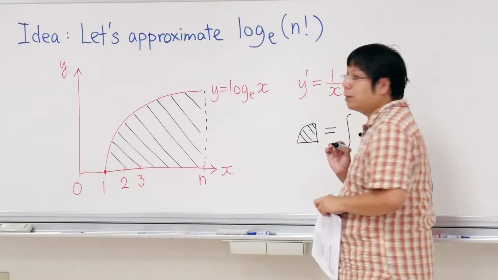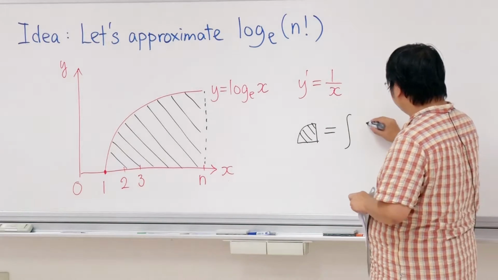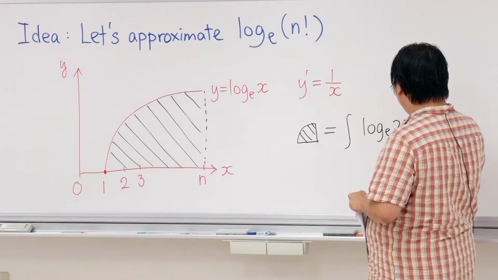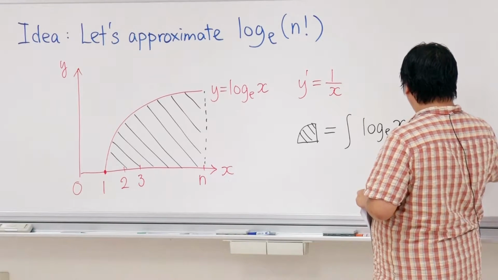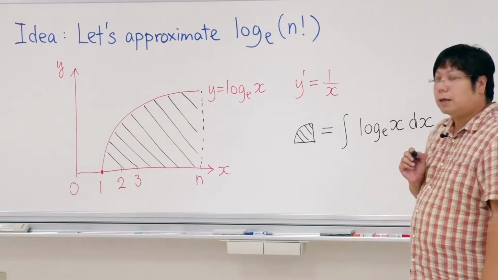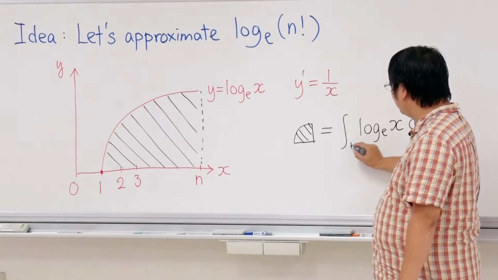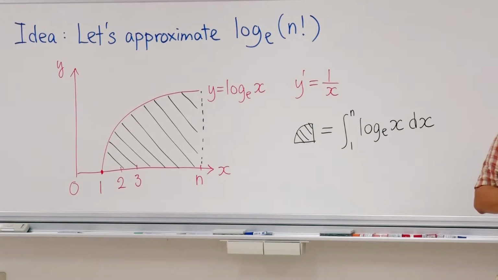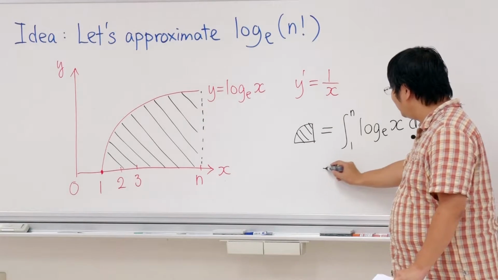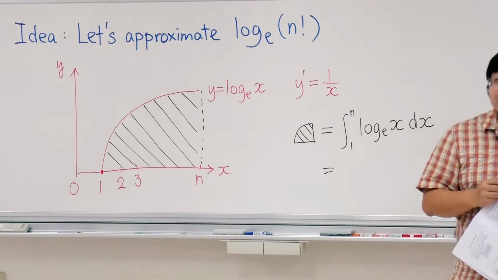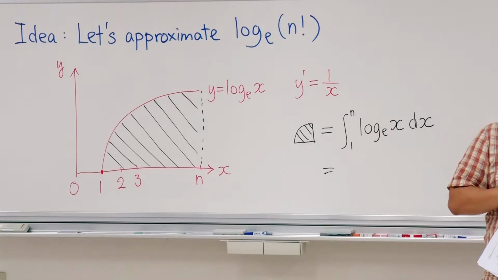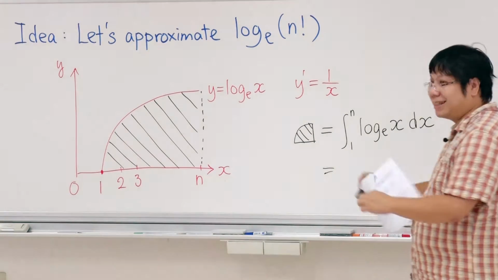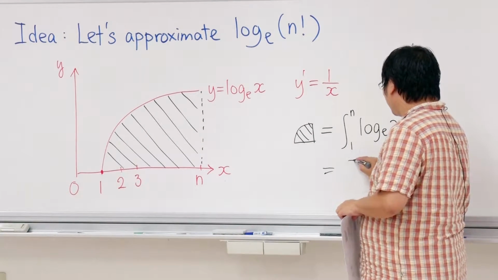It's equal to the integration of log x dx. Is that okay? And then we integrate it from 1 up to n. Is that okay? Anyone still remember how to do the integration of this log x dx? So we can do integration by parts. Trust me, yeah. After integration by parts, we get something like this.